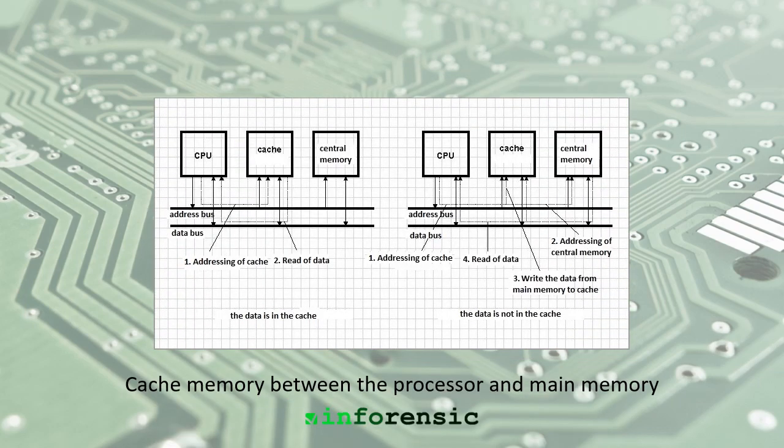Cache memory between the processor and main memory. Left side is, the data is in the cache. First step, addressing of cache. Second step, read of data. Right side is, the data is not in the cache. First step, addressing of cache. Second step, addressing of central memory. Third step, write the data from main memory to cache. Fourth step, read of data.